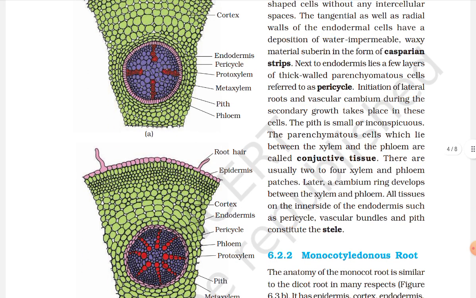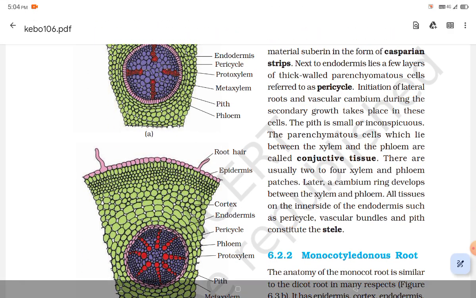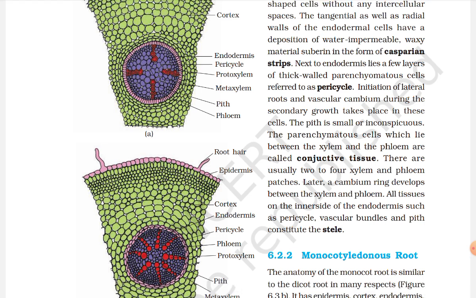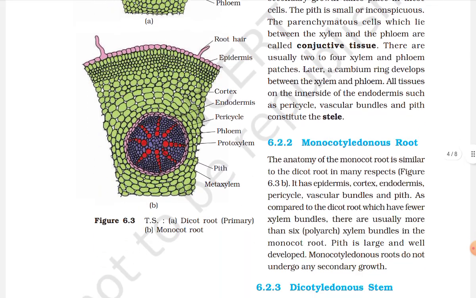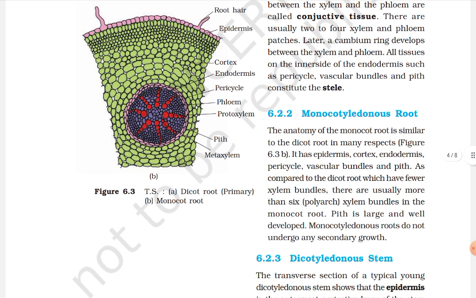The pith is small or inconspicuous. The parenchymatous cells which lie between the xylem and the phloem are called conjunctive tissues. There are usually 2 to 4 xylem and phloem patches. Later, a cambium ring develops between the xylem and phloem. All tissues on the inner side of the endodermis, such as pericycle, vascular bundle, and pith, constitute the stele.